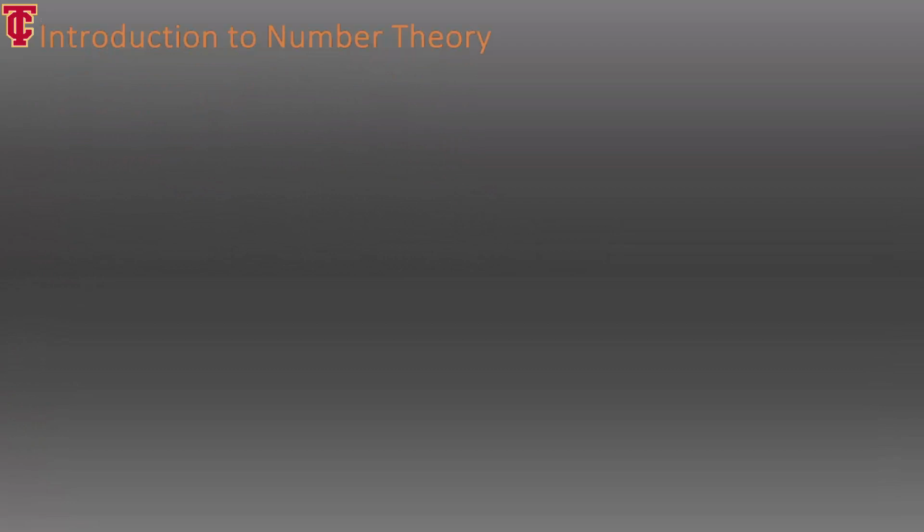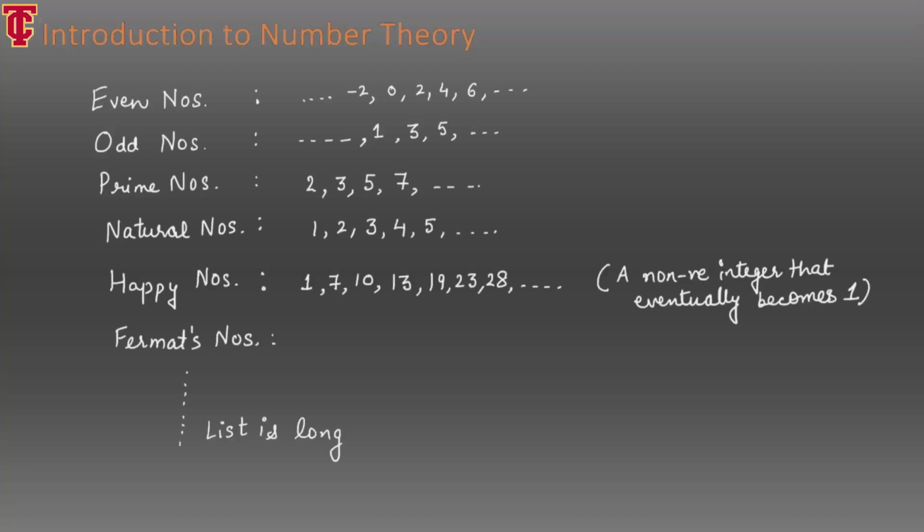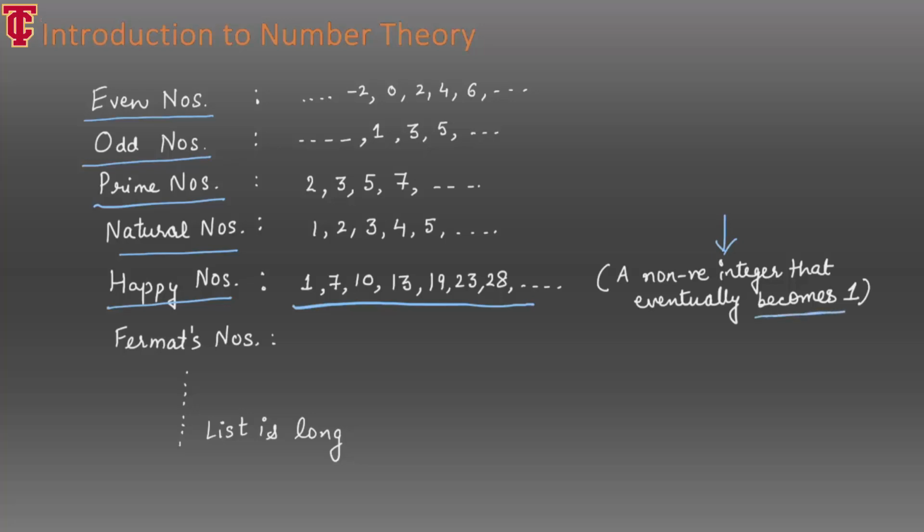In this video, I'll be giving you a brief introduction to number theory, and as the name suggests, this has something to do with numbers. Now, there are a lot of numbers that we've been using since we were little kids. We have even numbers, odd numbers, prime numbers, natural numbers, happy numbers. Remember them? A happy number is in the sequence here: 1, 7, 10, 13, and so on.